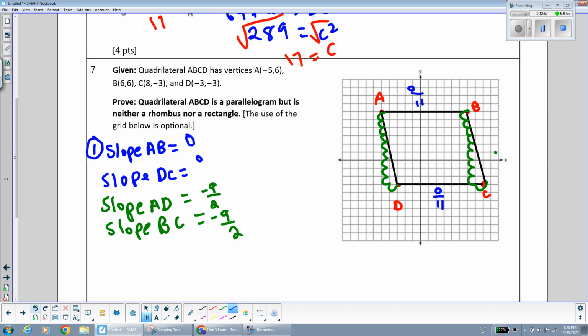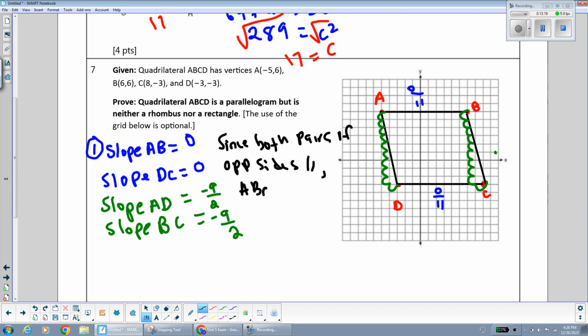I'll write this as just 0. So 0 is a slope. All horizontal lines do have 0 slopes. So I'm going to just explain what I found in words as my concluding statement. Since both pairs of opposite sides are parallel, ABCD is a parallelogram.